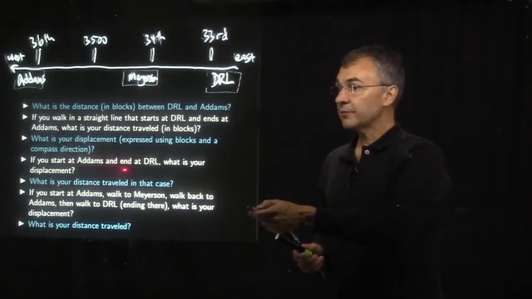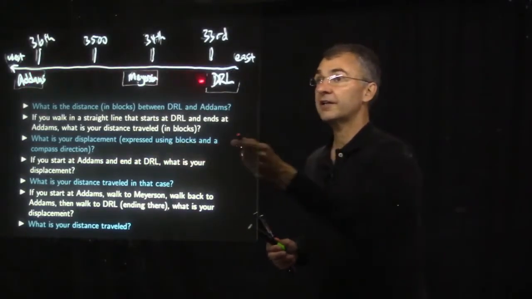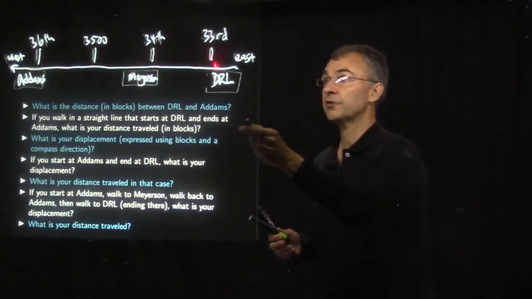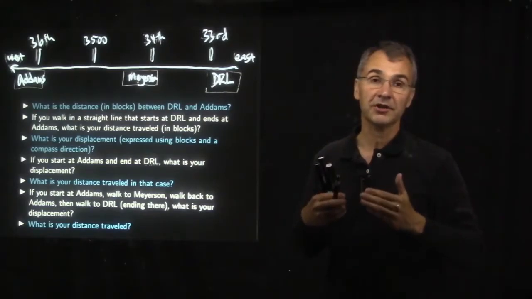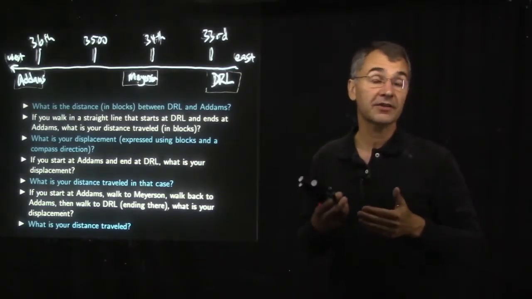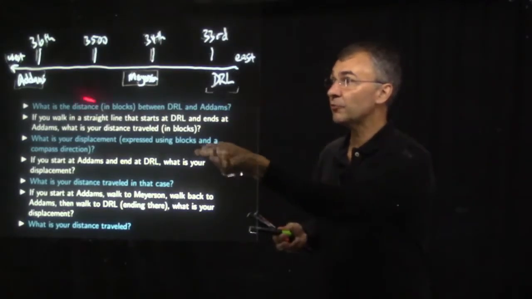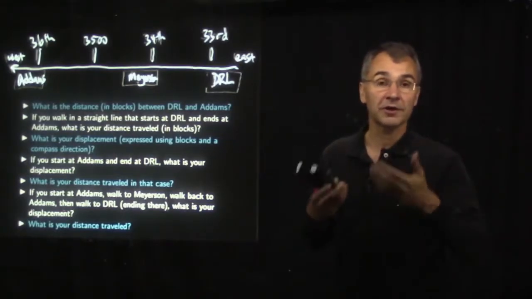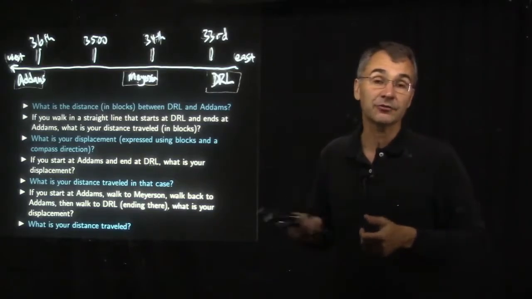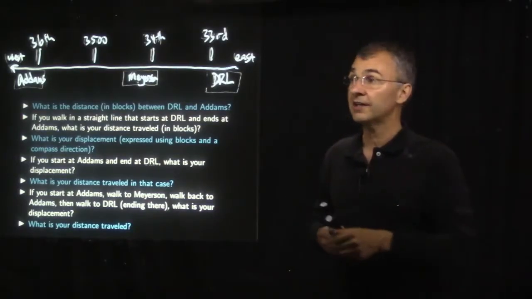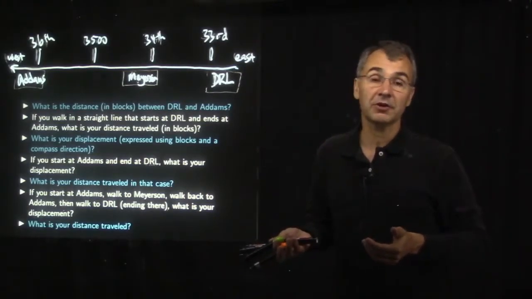If you start at Addams and end at DRL, what is your displacement? Okay, I start at Addams, I end at DRL, so that's 1, 2, 3. So if I start at Addams and end at DRL, my displacement is 3 blocks east. Or I could say it's negative 3 blocks west. If I happen to have made my x-axis point in the west direction, maybe I want to always say west, and so then if I travel east, I'll say I travel a negative number of blocks west. So I could say negative 3 blocks west, or I could say 3 blocks east.